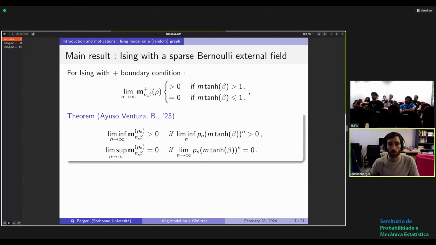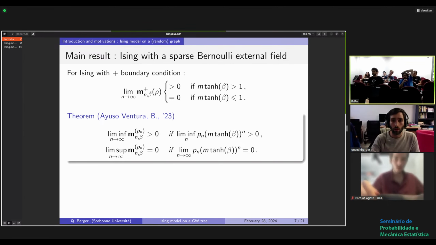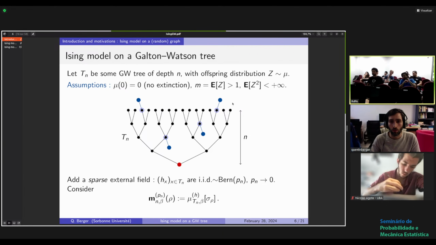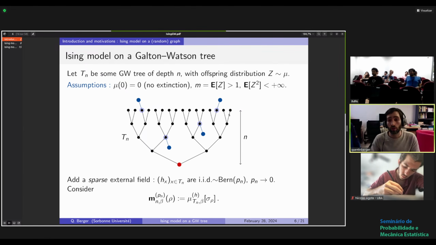Sorry, Quentin. Where are you putting the boundary conditions? You said on the leaves? On the leaves, yes, all the leaves in the Galton-Watson tree. So now it's really a random tree, you say, right? Yeah, it's a random tree. This is a very specific realization of a random tree, and on all the leaves you put a plus. But that means you assume that your supercritical tree is finite? No, it's an infinite tree, and you consider only up to depth n. Oh, so you cut it off.